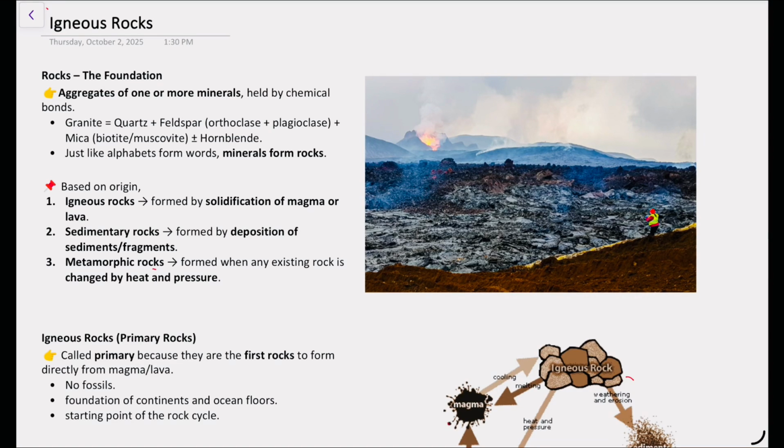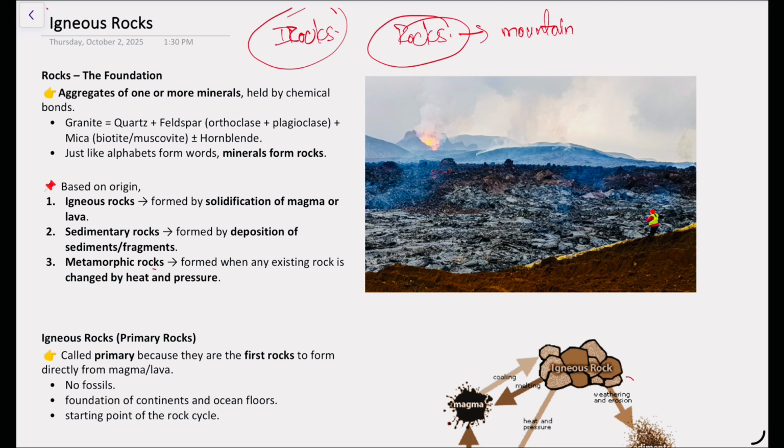In this video, I will explain the concept of igneous rocks. So, initially, we need to understand what is the meaning of rocks itself. When we see various mountains or various valleys or even in plain regions also, we see different kinds of rocks. So, what constitutes these rocks?